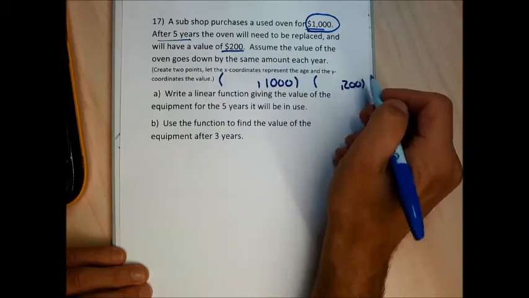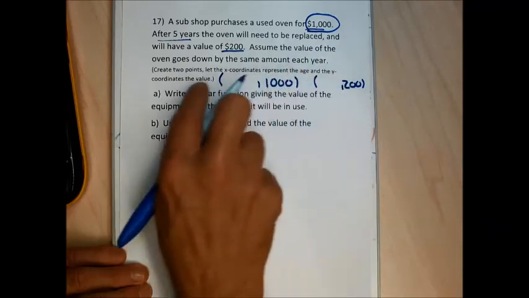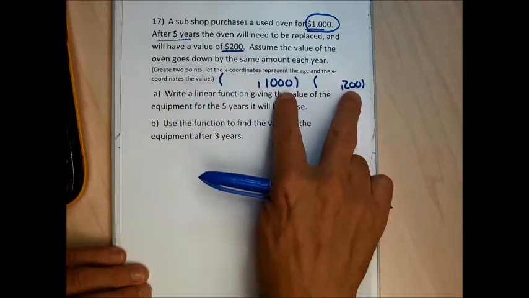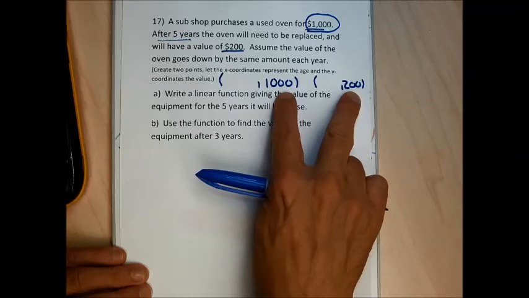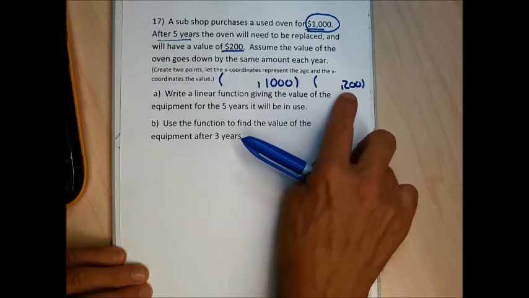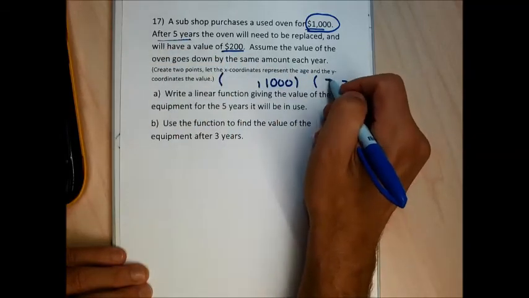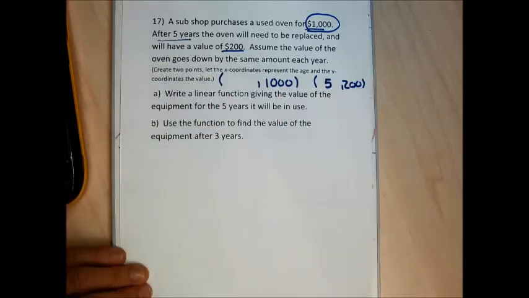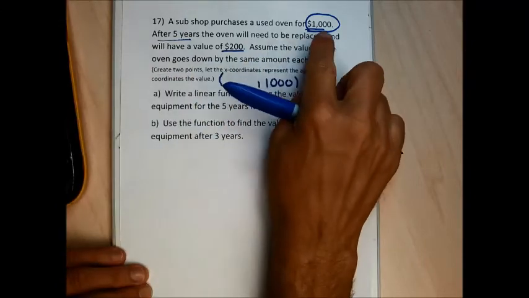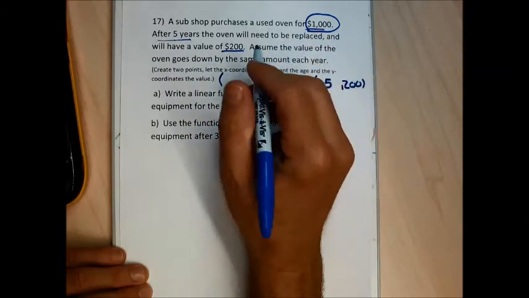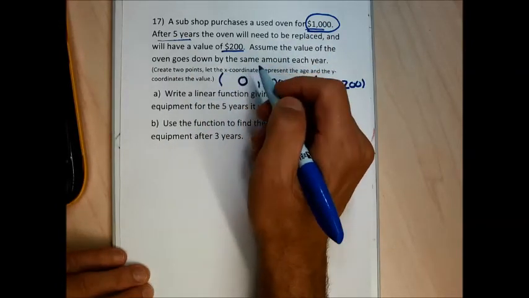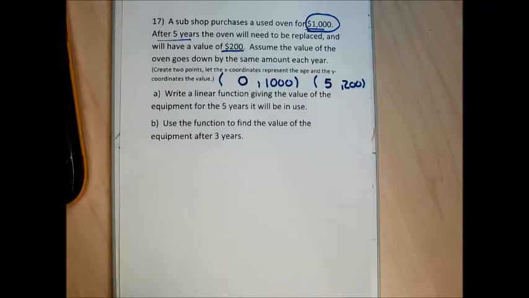So I'm told to make points. The X coordinates are the age, the Y coordinates are the values. So I took the two values and wrote them in my Y coordinates. When the value is 200, the age is 5 years. At least it's 5 years old to me. It might be older than that because it was a used oven. And then when I bought it, I'm going to say it's new to me. It's 0 years old to me, so I'm going to put 0 for its age.